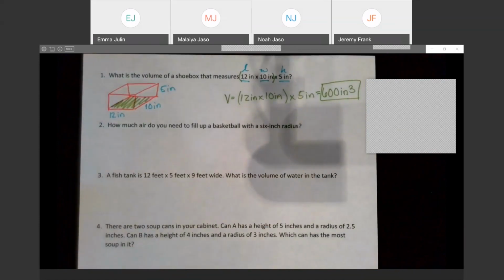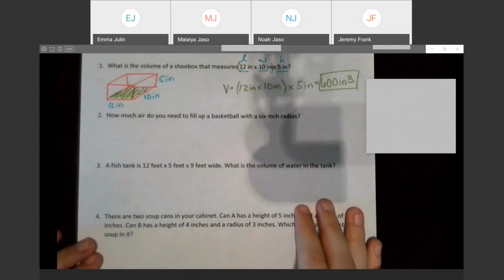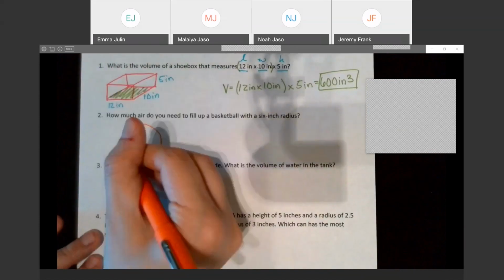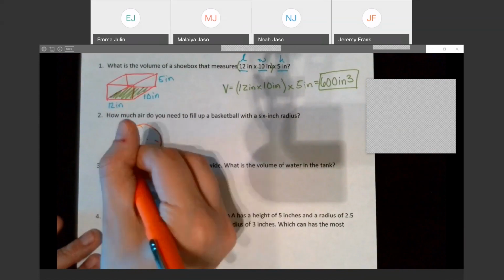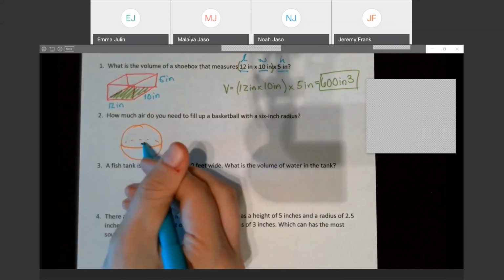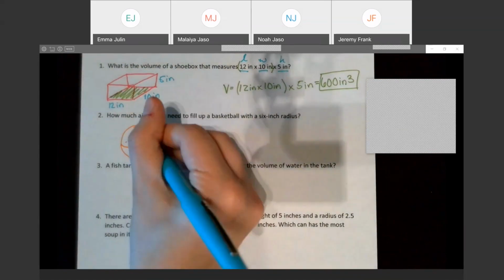For the next one, on number 2, we're asked how much air we would need to fill up a basketball with a 6-inch radius. So if I have a basketball, it's 3D, so it's already filled, and we're just trying to figure this out. The radius measures to be 6 inches.